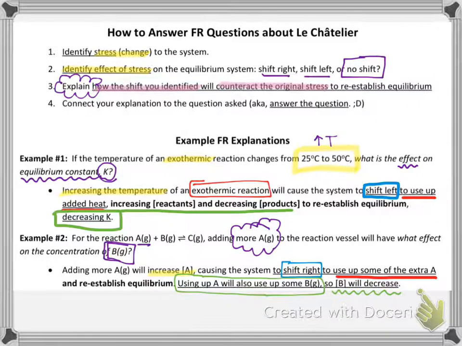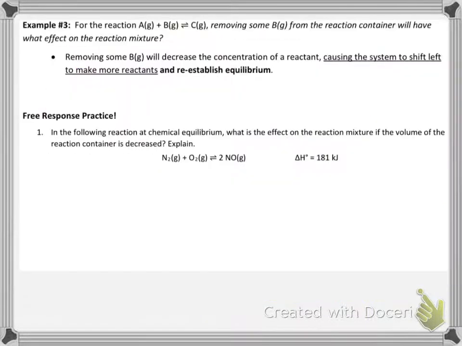Not too bad. All right, we are going to try one more example, and we are going to make a small edit to this example problem, and then we're going to try one on our own. Okay, for this third example, we're going to use the same reaction system that we just looked at, but we're going to change B to solid. Because this time around, we're going to remove some B from the reaction container. And you might be thinking, why does it matter if B was a gas or a solid, right? If you remove it, it's still going to shift to replace it.